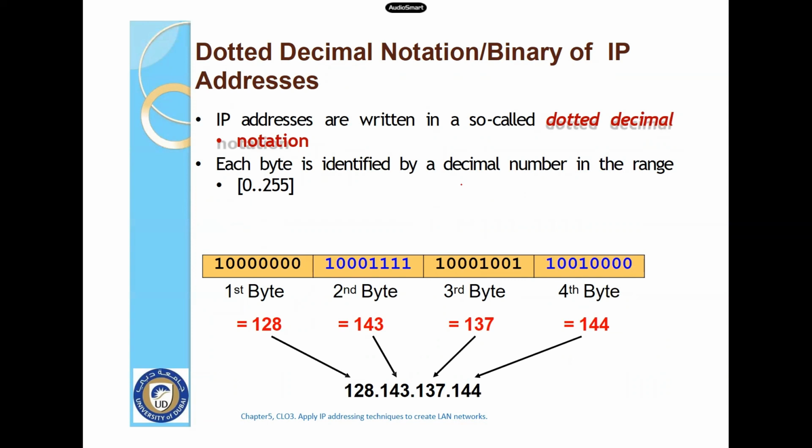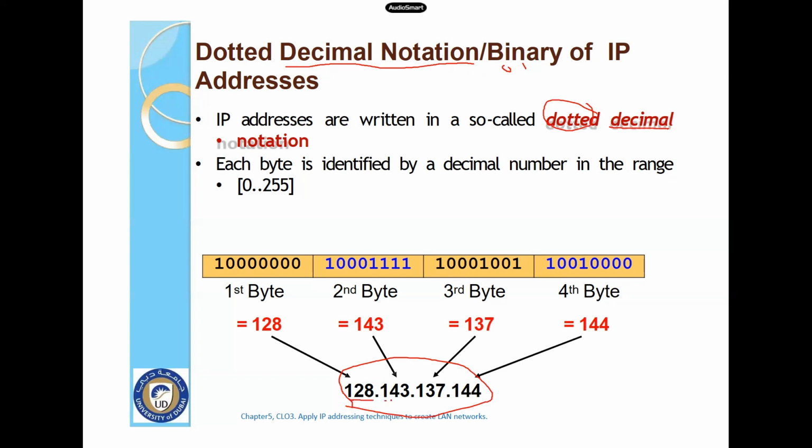So that's what we call dotted decimal notation or binary notation. In decimal notation, we have the numbers from 0 to 9. In binary, we have values of either 0 or 1. IP addresses are written in so-called dotted decimal notation, where the decimal values 0 to 9 are separated by dots, pretty much like this number here.